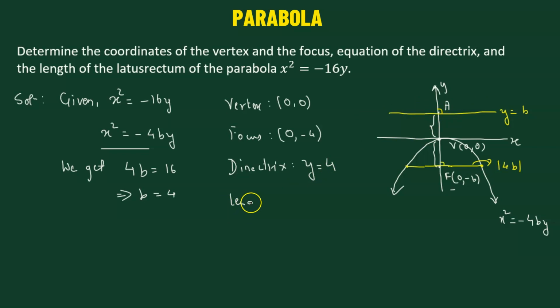And finally, we need to find the length of the latus rectum of the parabola. So the length of the latus rectum is going to be the absolute value of 4 times b. Here b is 4 units, so we get 16. So 16 units is going to be the length of the latus rectum.